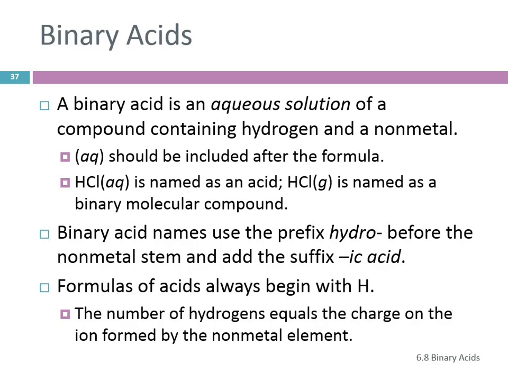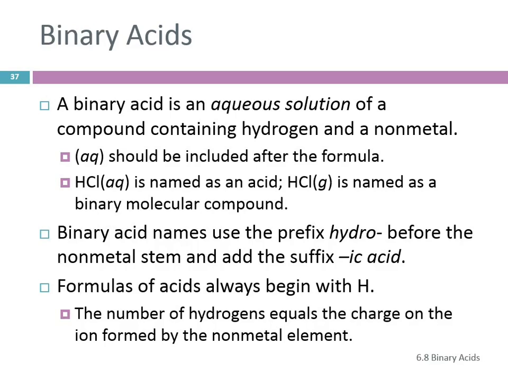So the binary acid names, we use a prefix hydro, and then we take that nonmetal element's name and we change the ending, the suffix, to ic, and we stick the word acid on there. And we'll see a bunch of examples. Another thing to remember is formulas of acids always start with H. So if you're looking at a formula and trying to decide, well, what kind of a compound is this? If it starts with H, you don't have to look any farther. We're going to name it as an acid.